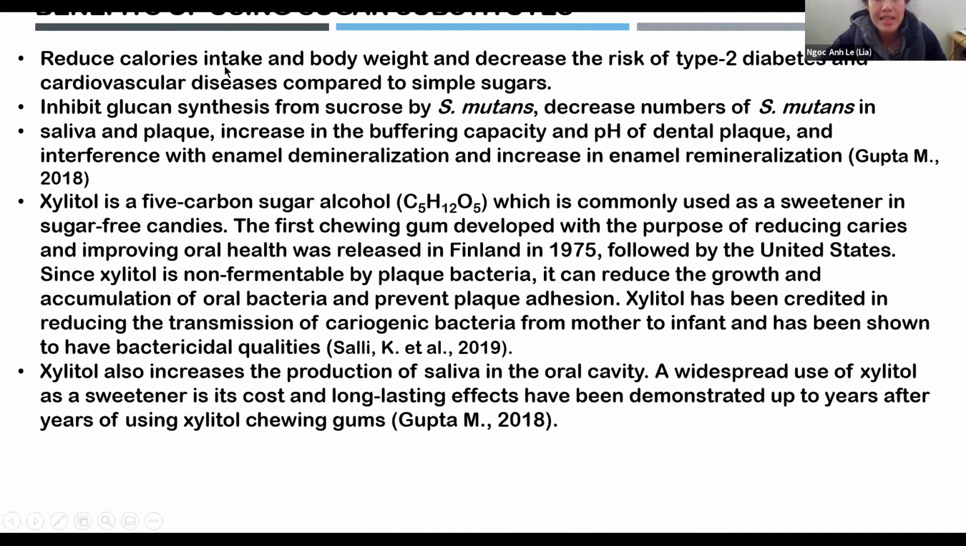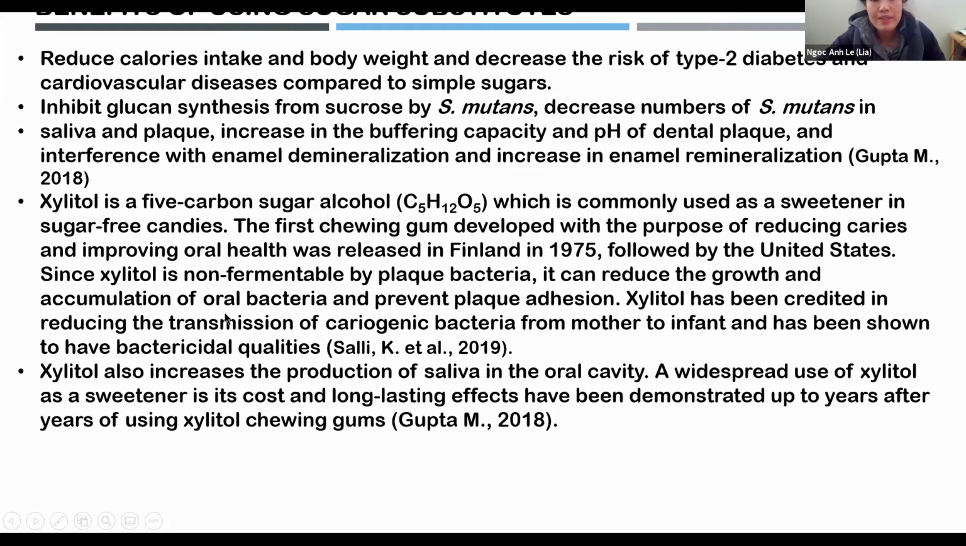And then the benefits of using sugar substitutes, it has many benefits, which is to reduce the calorie intake and body weight. It inhibits glucan synthesis from sucrose by bacteria such as mutans, and it will decrease the number of bacteria in saliva and plaque.